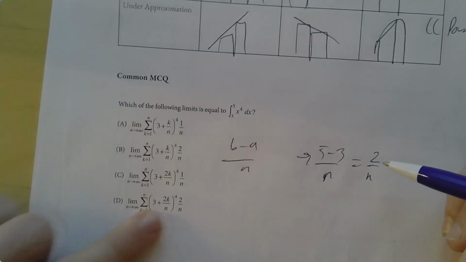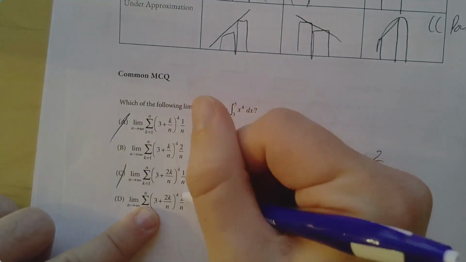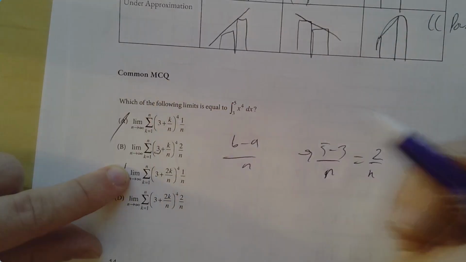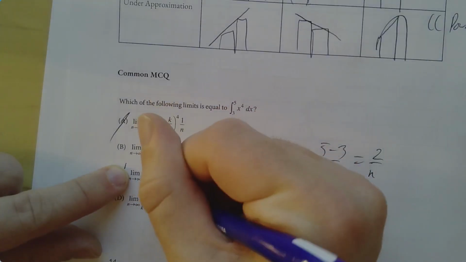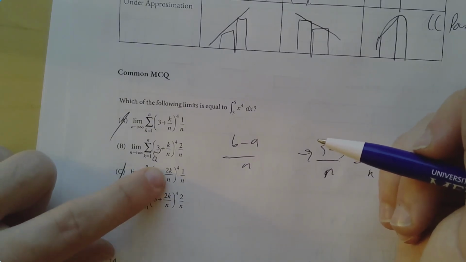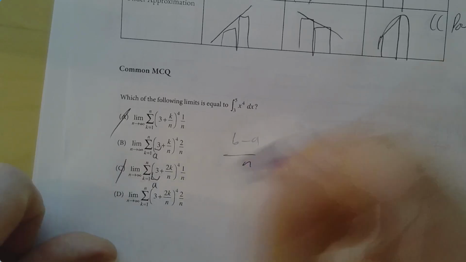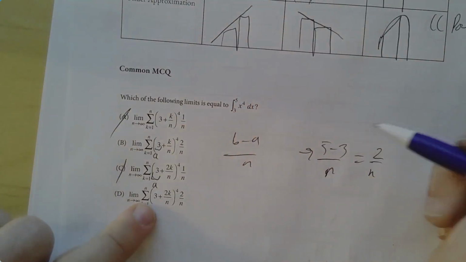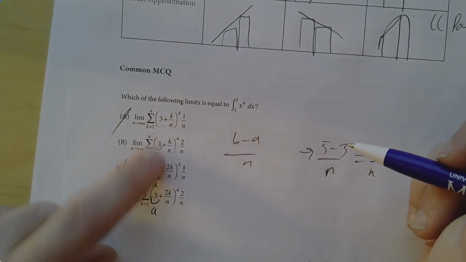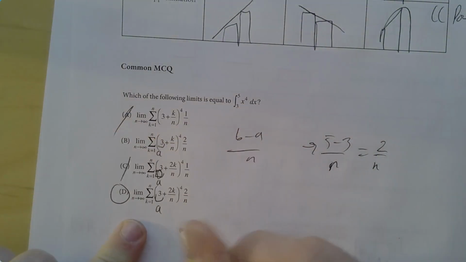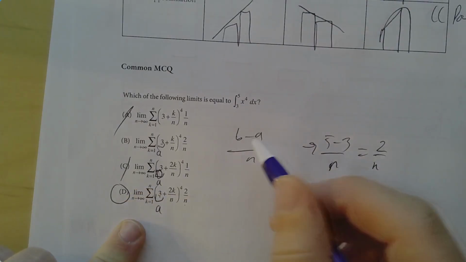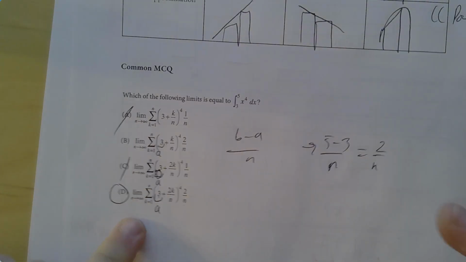And so I can immediately eliminate A and C because they should be 2 over n. Then this 3 right here should be the a of your integral, which they both are here. But it also needs to be adding the width. Sorry, I was looking at the bottom one. See how that's 2 over n and that's not 2 over n? It's going to be D for that reason. So it's the width here, and the starting point there. If you remember that, and you remember that the width is (b minus a) over n, you can get these problems. I think there will be one on the test.